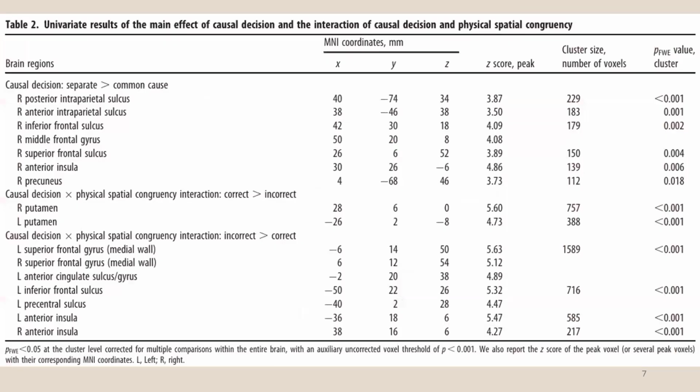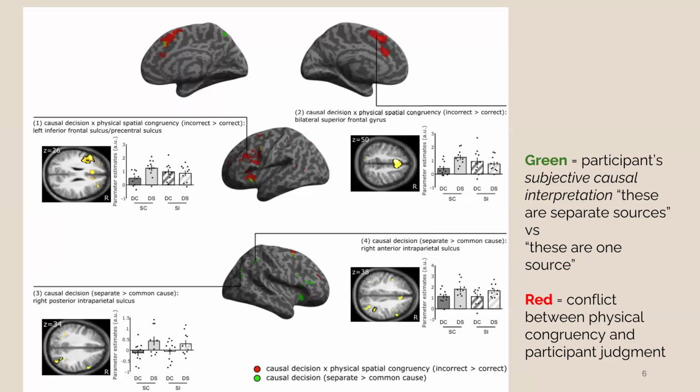And here, again, more results. This time we are beyond the sanity check. We are looking at three things. The first one is, this is more or less to support the images from the previous slide. The first part is about when the decision was separate more than common cause. So the green regions in this one.